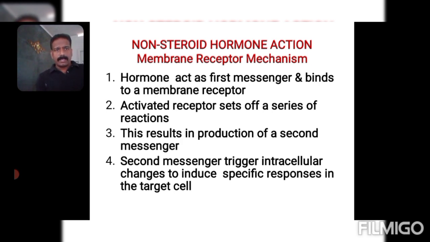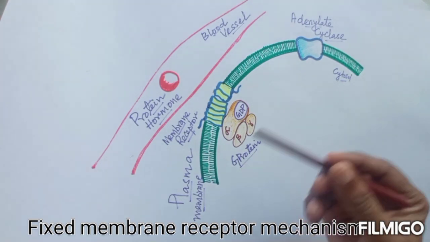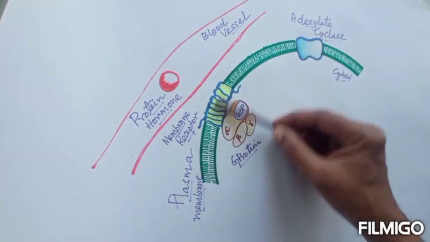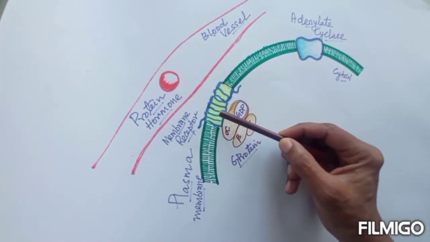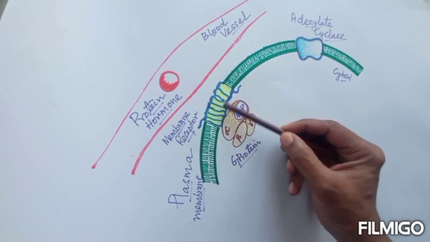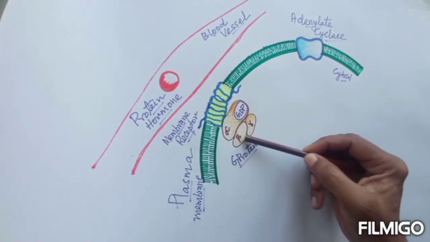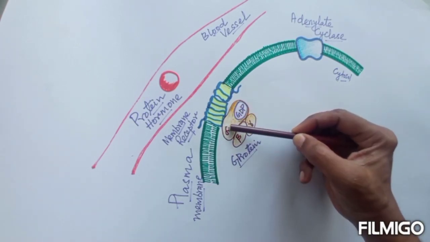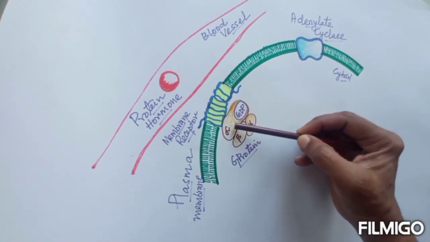Let us see how it happens. So this figure explains the fixed membrane receptor mechanism. As you can see here, this is the cell with the plasma membrane having an attached membrane receptor. The membrane receptor shown here is the 7 transmembrane or 7 helical receptor having a G protein attached to it. So this is the G protein coupled receptor. The G protein is composed of alpha, beta, gamma subunits with a GDP attached to the alpha subunit.